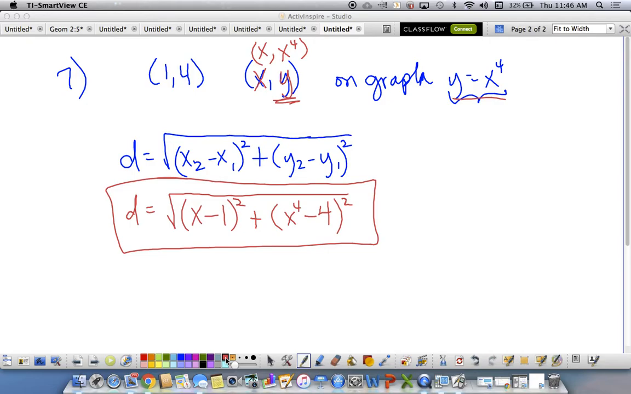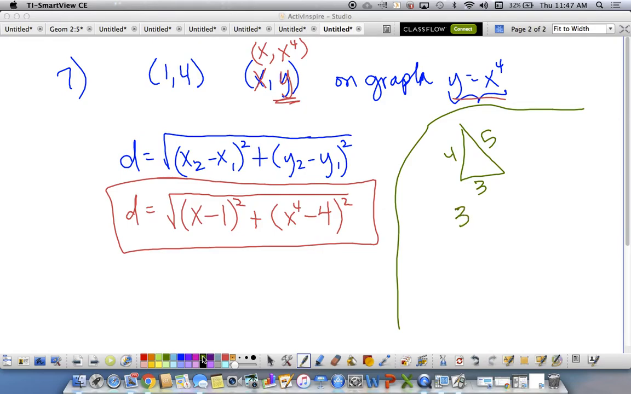Is it the same as if you take off the squares? Meaning, is this really x minus 1 plus x to the 4th minus 4? There's a triangle, and it's a 3, 4, 5 triangle. What do you know about this 3, 4, 5 triangle? 3 squared plus 4 squared is 25, so if I take the square root of both sides, what's the square root of 5 squared? 5.